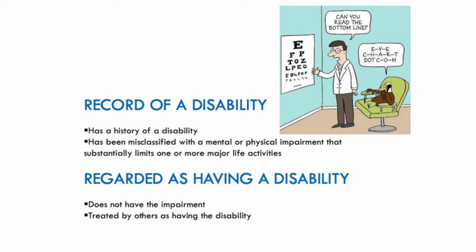A student could also meet the definition of an individual with a disability by being regarded as a person with a disability. This could mean, for example, that the student does not have any impairment, but is treated by others as having a disability. For example, a person who does not have a physical or mental impairment that substantially limits a major life activity, but who is not allowed on the soccer team because of the false belief that the student has HIV, would be regarded as having a disability.